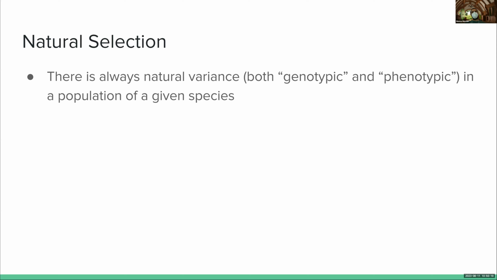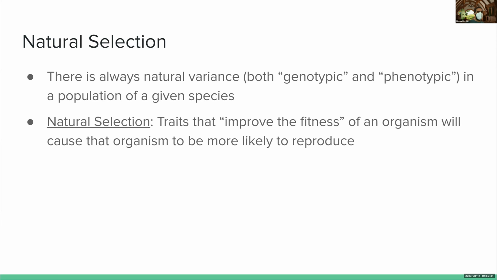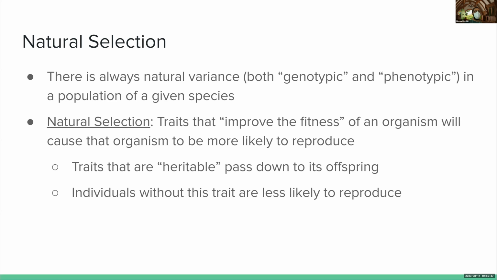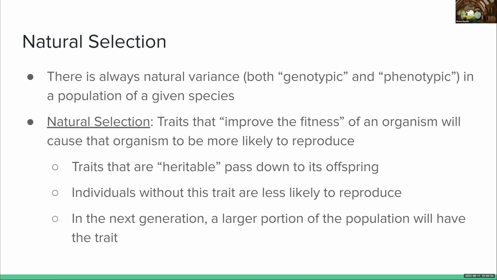Some physical traits are derived from your genes, some are not. You look for the most part like your parents, but you don't look identical to them. There are some things that are not heritable traits that you also get. So natural selection is this notion that traits that improve the fitness of an organism will cause that organism to be more likely to reproduce. Any traits that are heritable will pass down to the offspring, and individuals without that trait are less likely to reproduce.